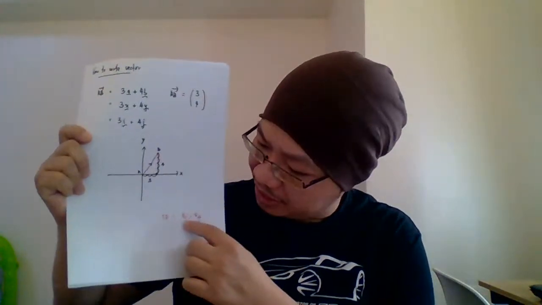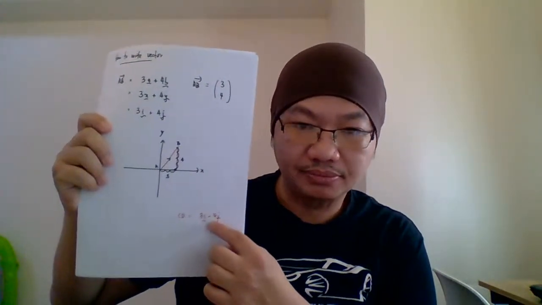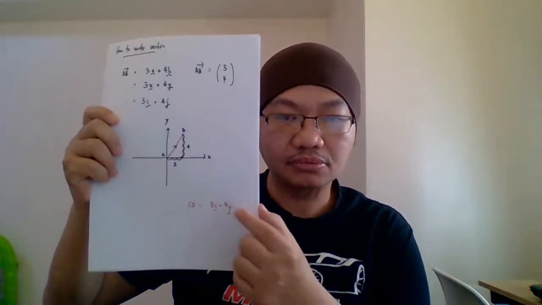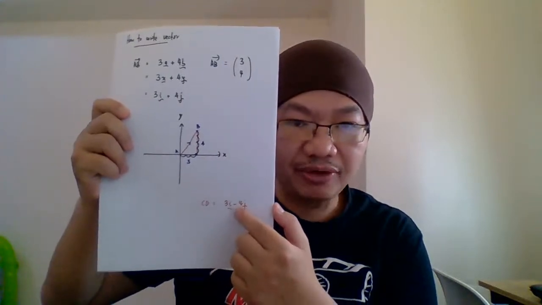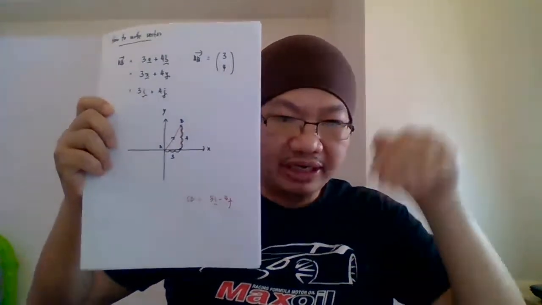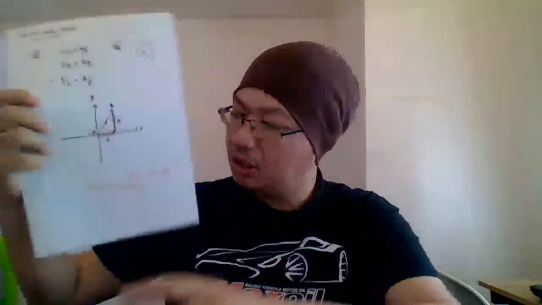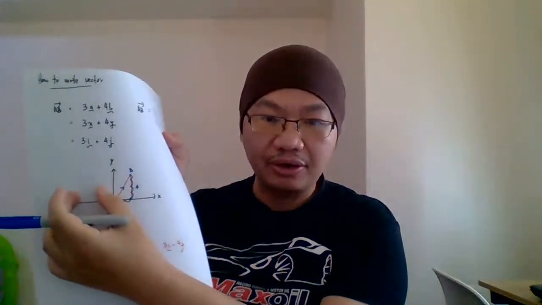Very easy. 3i means we move 3 times on the x-axis to the right. And negative 4j, we are moving downwards. We jump 4 times. So we can draw that. Let's say I draw on the second quadrant. On the second quadrant. So that means for CD, 3i.